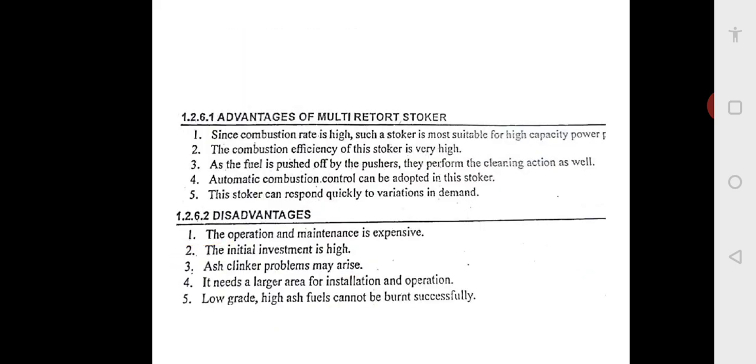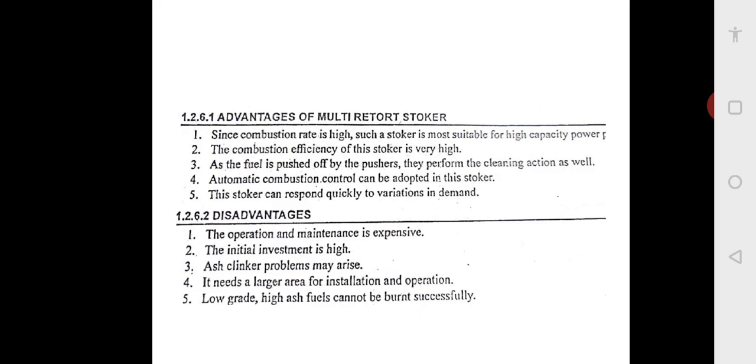Now what are the advantages of the multi-retort stoker? Multi means many retorts are there. Since the combustion rate is high, such a stoker is most suitable for high capacity power plants. Second, the combustion efficiency of the stoker is very high compared to the single retort stoker. As the fuel is pushed by the pushers, they perform the cleaning action well. Automatic combustion control can be adopted in this stoker, and the stoker can quickly respond to variations in the demand of power.